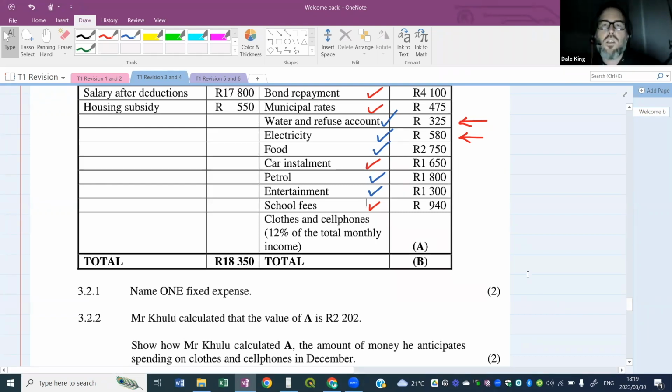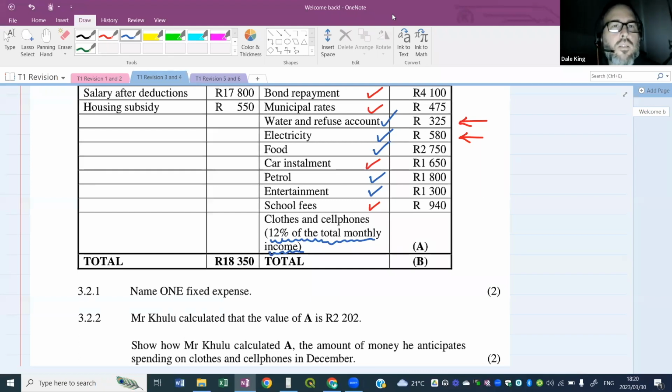You guys are going to do the calculation, and then I want one brave soul to help me explain how we got to 2,202. Work out what the clothes and cell phones will be, and check that the answer comes to 2,202. Let's read it again: clothes and cell phones are 12% of the total monthly income. Work that out and make sure you get 2,202. If you're getting it, give me a thumbs up or a yes, and then I need one brave soul.